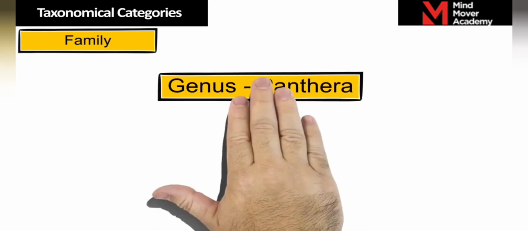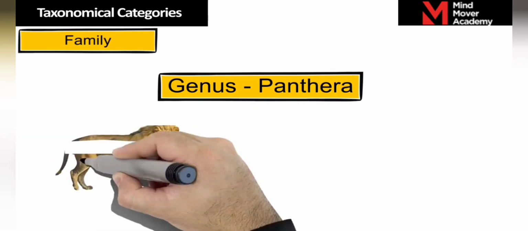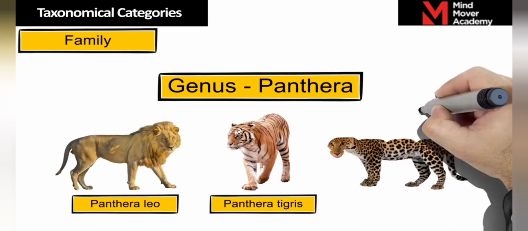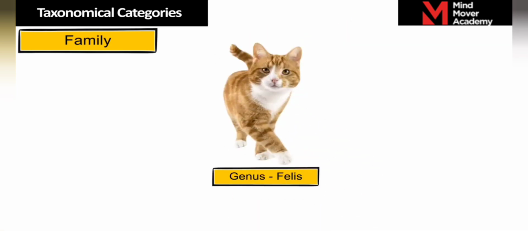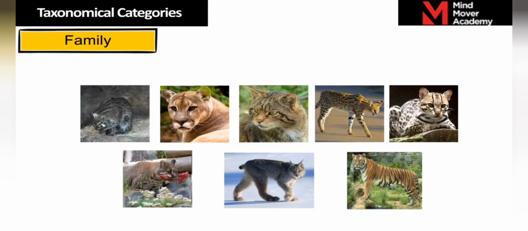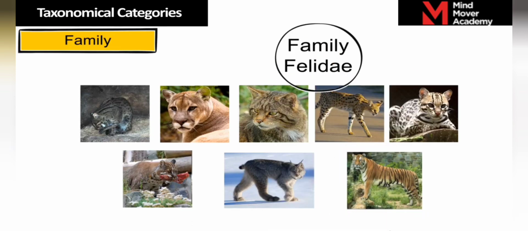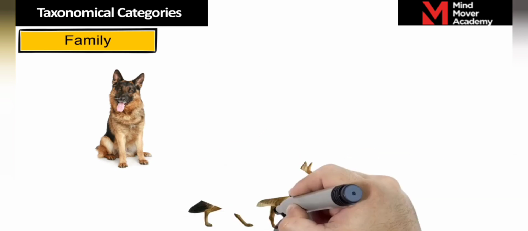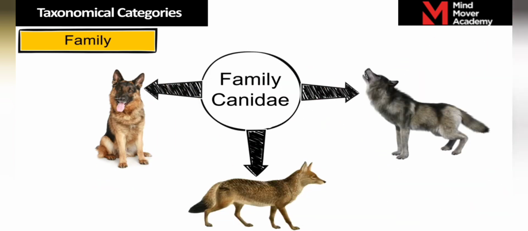Now when it comes to animals, then genus Panthera, as we just saw, had which animals? Right, so it had lions, tigers and leopards. Now on the other hand, genus Felis has cats in it. However, students, you will be surprised to know that all these animals are placed in the same family, which is the family of Felidae. Similarly, dogs, jackals and wolves are placed under the family Canidae.